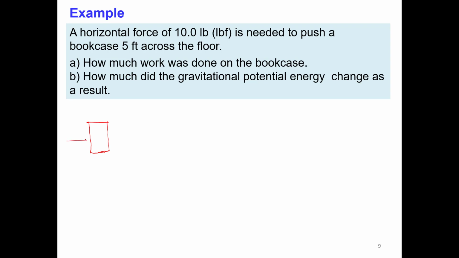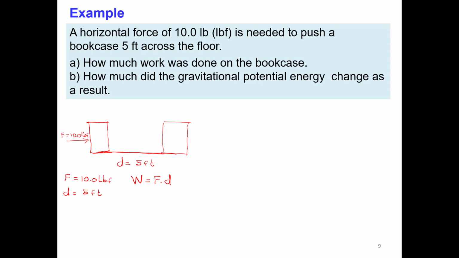Then we had a bookcase, and the force applied on the bookcase is 10 pounds force. And then this was moving by 5 feet. The distance was 5 feet. And let's write here the information we know. Force equals 10. Distance equals 5 feet. And we know we can calculate the work if we multiply the force by the distance.